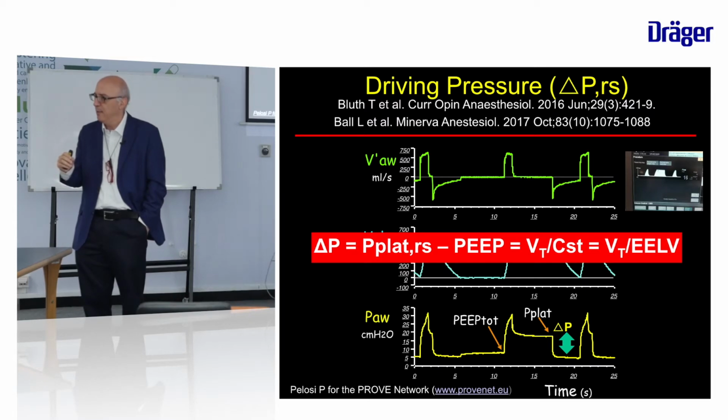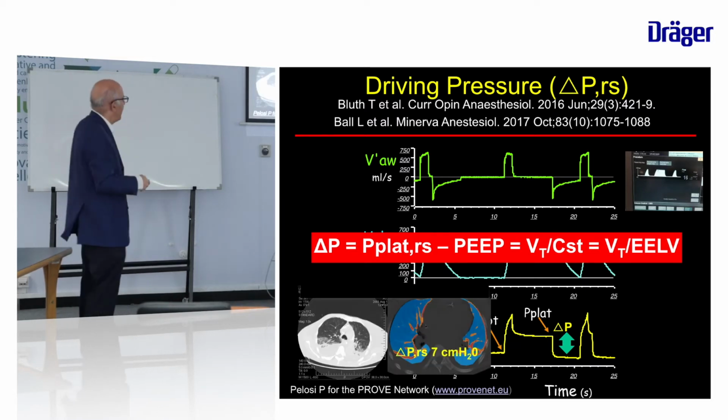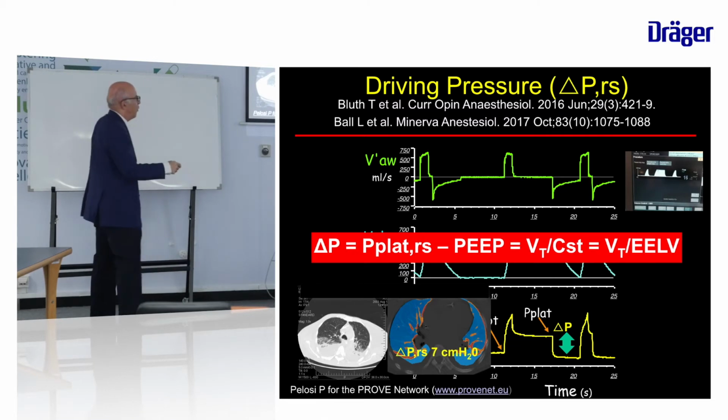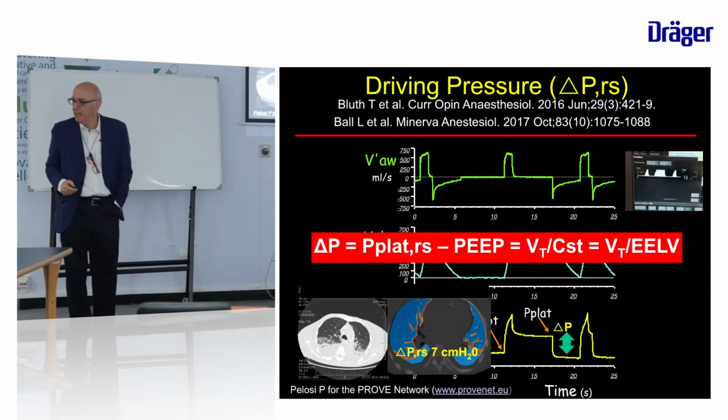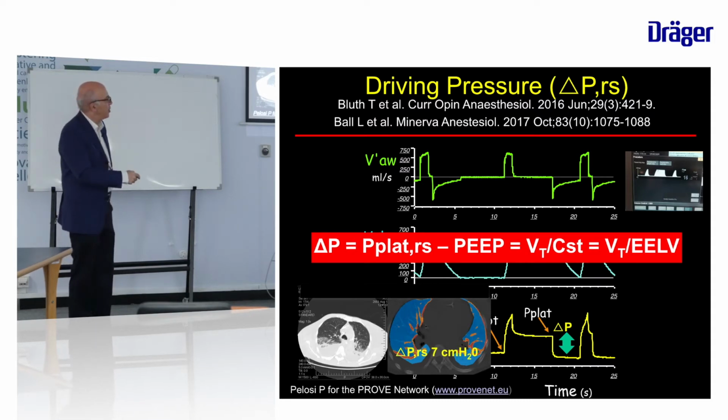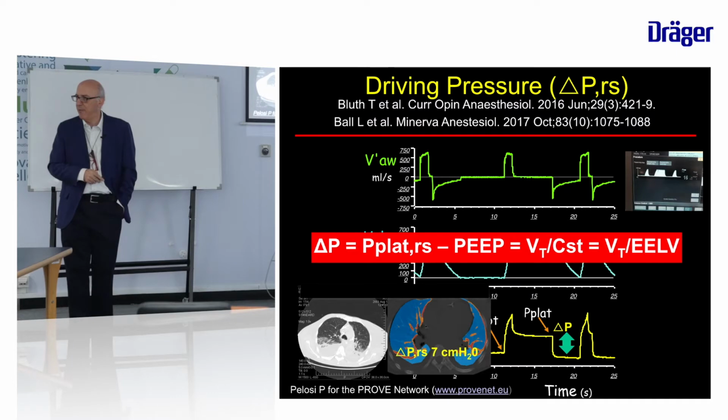Are you following me? Imagine that you have a lung like that, with more aeration, full of air. And you are ventilating with 500 milliliters, and imagine that you have a driving pressure of 7 centimeters of water. This is a representation of the strain, because this is the pressure to deliver a tidal volume within a certain amount of gas, of aeration.